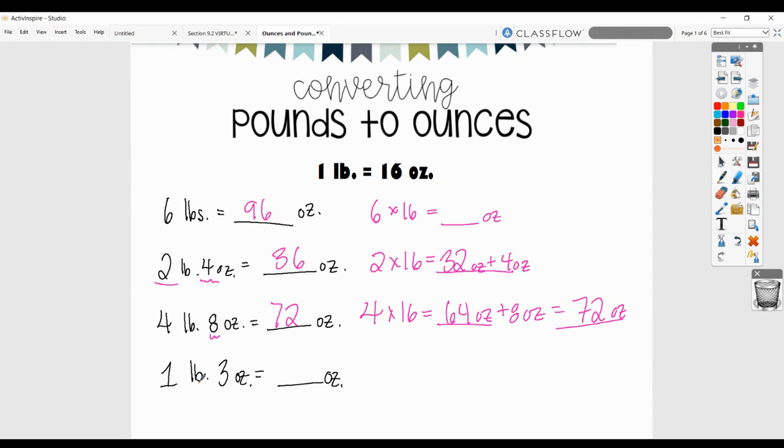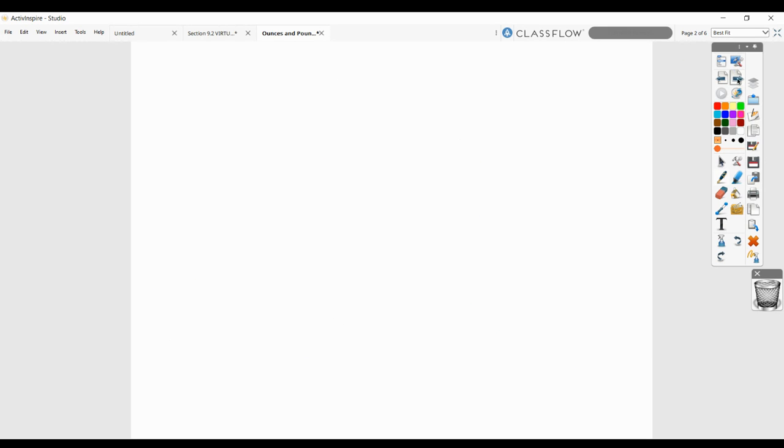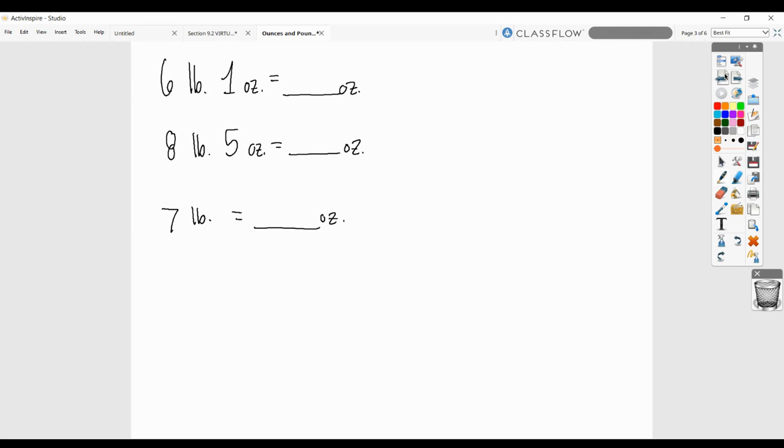Not bad. 1 pound, 3 ounces, so that means 1 pound, right? You're just doing the same thing again. 1 times 16 is 16. Add on the few little extra ounces. So this is going to be 19 ounces. If you want to pause this and do a few little extra ones here with me, you can, and then check your answers, or if you just want to follow along.